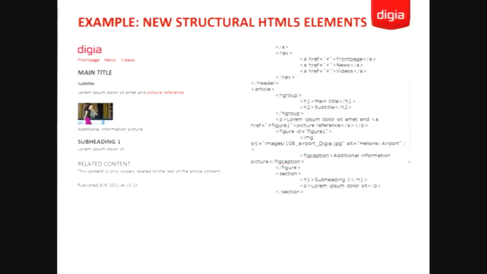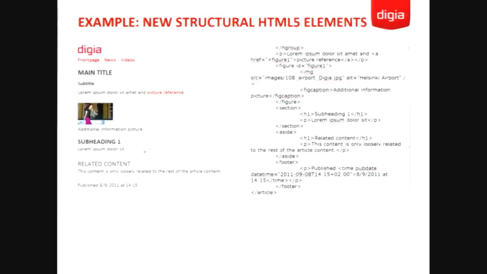Okay, after that, I have a section. So I have a different section inside the article, which is loosely related. If this article is telling you something about computers, in the section there could be a little more information about, for example, one computer manufacturer, which is not really the core context of this article.